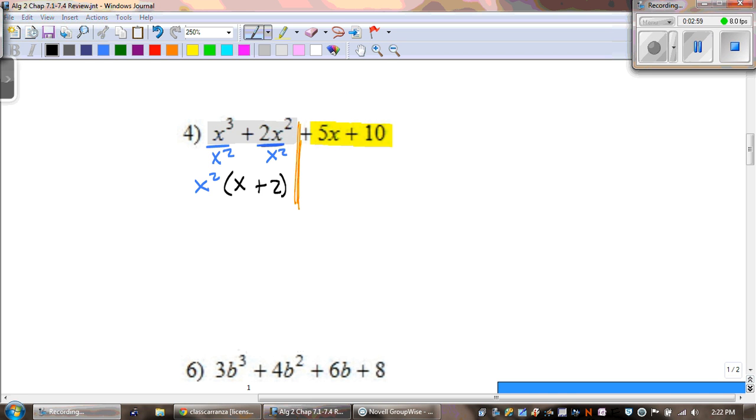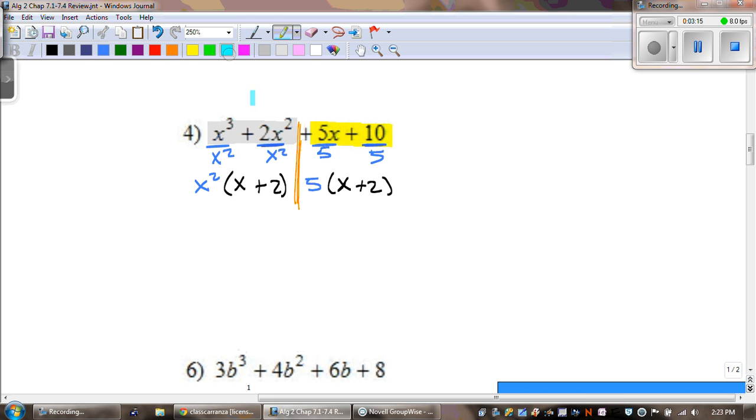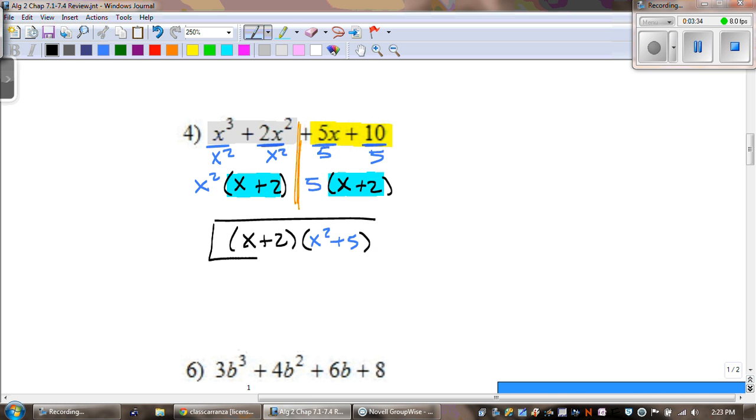Okay, and now the yellow group. What's the GCF? Well, I can take a 5 out of both of those. So the 5 comes out front, and then we're left with x plus 2. And remember, this is your check. The x plus 2 and the x plus 2 proves that you did it right. So that is one of the binomials. And then our second binomial is the x squared plus 5. And it can be written in any order. That part doesn't matter. Okay? Just make sure that you get both of those down.